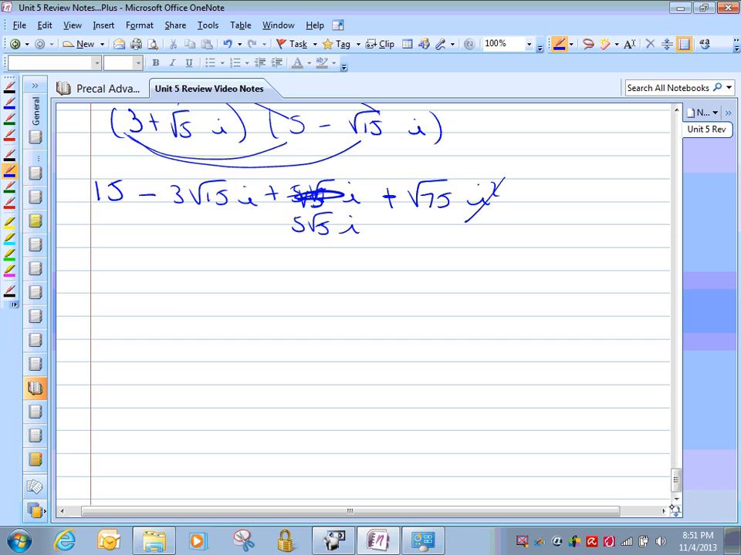All right, hang in there on this problem. So the next thing we're going to do is try to put the real parts together. The square root of 75 is real and 15 is real, so I'm going to group those together. So 15 plus the square root of 75. And then I have minus, these both have i's in them, so the coefficient is negative.